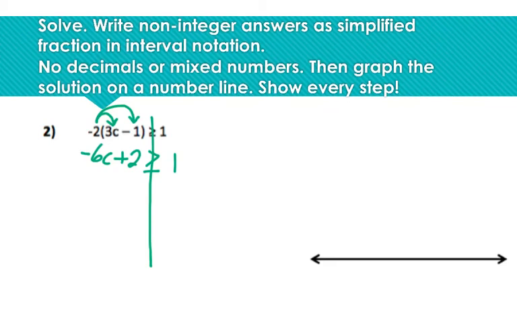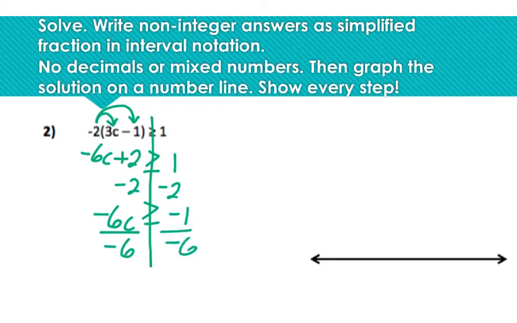Next, we're going to undo, or do the opposite of, what's happening to our variable c. So we're going to subtract 2 from both sides of our inequality. This is subtraction, so we're not changing our inequality sign. We get negative 1 on the right. On the left, we have negative 6c, or negative 6 times c, which to do the opposite of that, we're going to divide by negative 6.